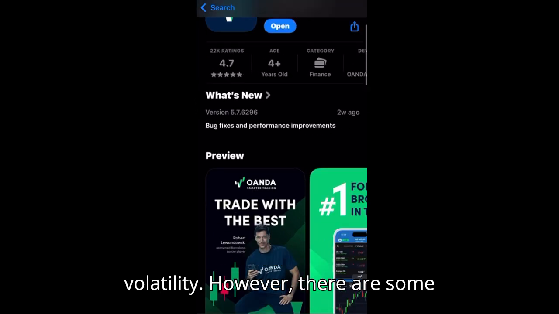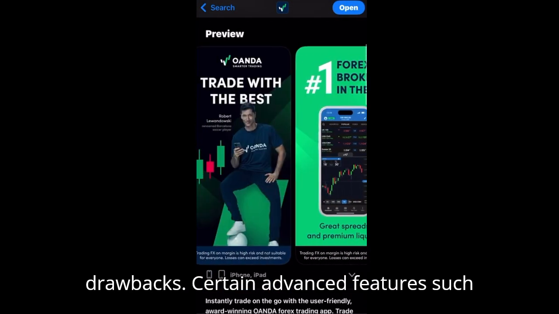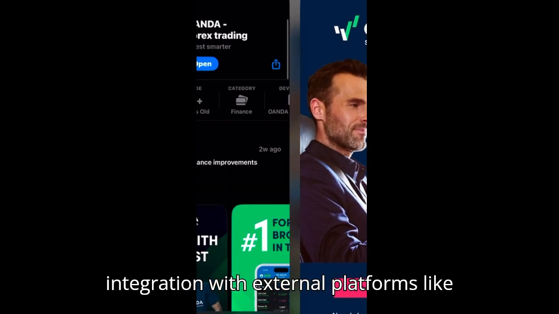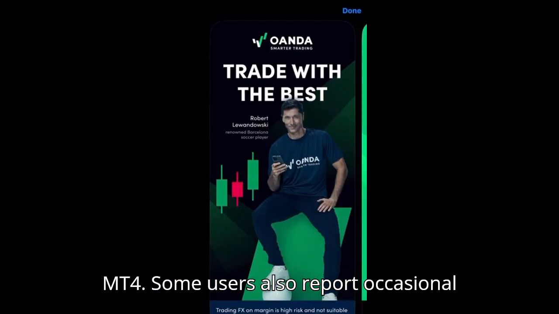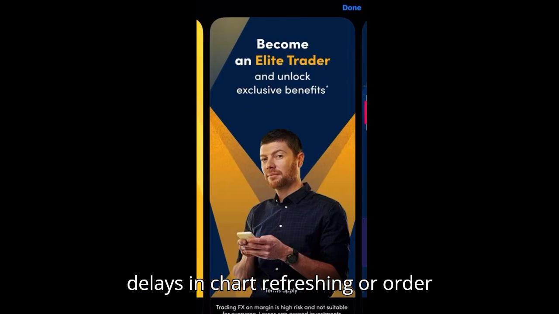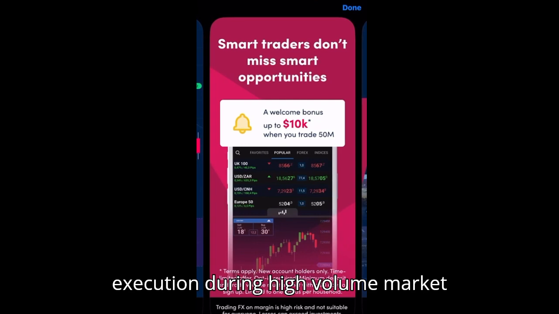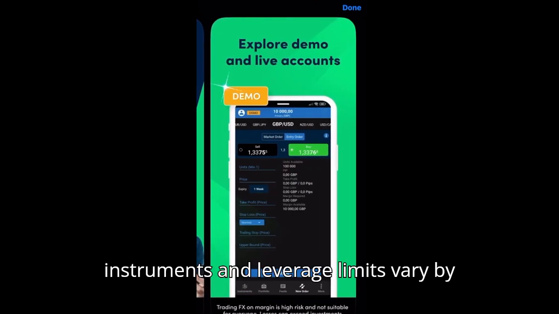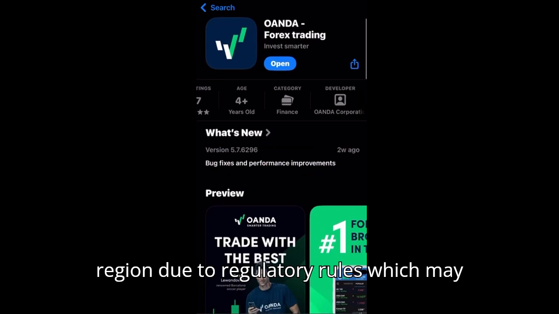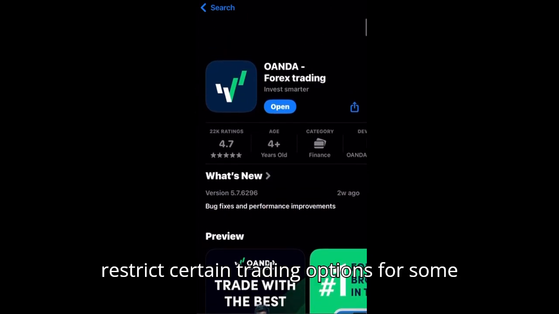However, there are some drawbacks. Certain advanced features, such as automated trading, require integration with external platforms like MT4. Some users also report occasional delays in chart refreshing or order execution during high-volume market events. Additionally, Oanda's available instruments and leverage limits vary by region due to regulatory rules, which may restrict certain trading options for some users.